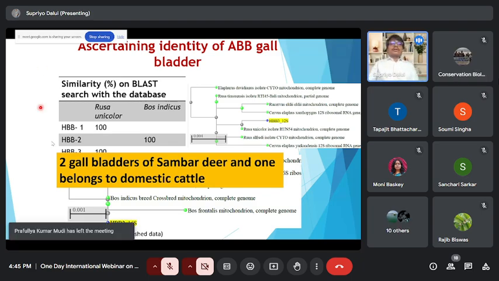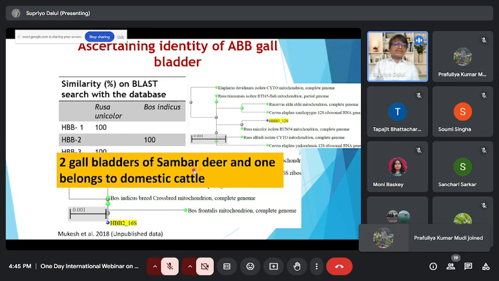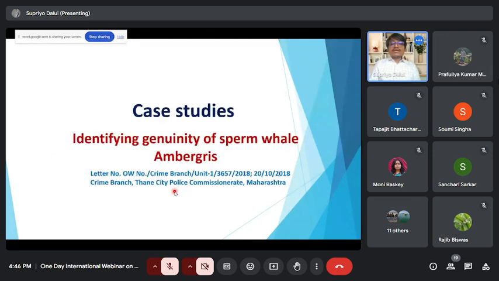So but the main point here is also that যে যদি the DFO has suspected these as black bear's gallbladder, এবং যদি সেই হিসাবে যে person who was accused তার যদি বিচার হতো, he could have been convicted for a longer period of time. But as it is identified as gallbladder of sambar deer and domestic cattle, there will be just fines or something. So this is how wildlife forensics can help in law enforcement or in the court of law to convict a person. So this is also an important case of ambergris, sperm whale.